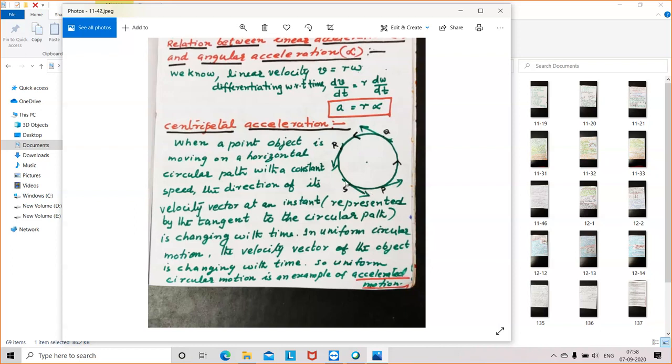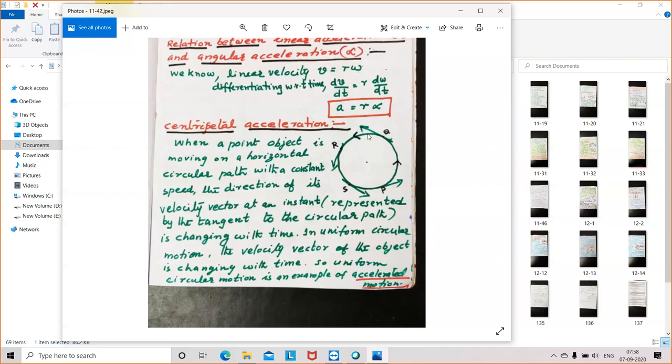So a tangent drawn in the direction of motion at that point will give the direction of velocity. Direction of velocity is changing at every instant, so we can say it is an accelerated motion, even though the magnitude of velocity is the same. For example, a body is moving with 5 meters per second. The magnitude of velocity is the same, but at every instant its direction of velocity is changing.